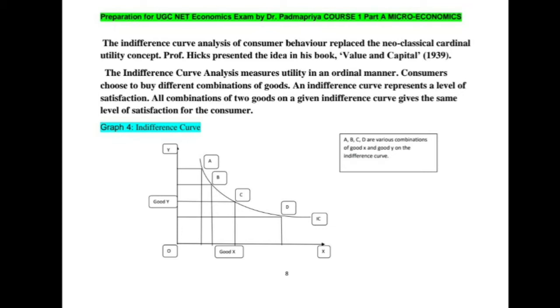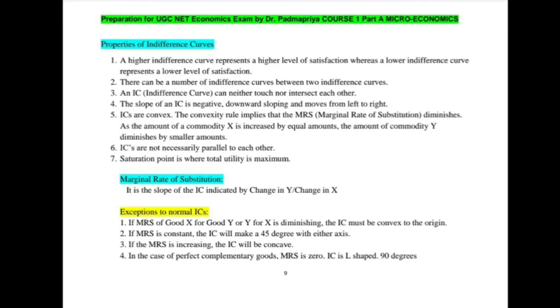Here in graph number 4, A, B, C, D are various combinations of good X and good Y on the indifference curve, which give the consumer the same level of satisfaction. Now what are the properties of indifference curve? A higher indifference curve represents a higher level of satisfaction, whereas a lower indifference curve represents a lower level of satisfaction. And there can be any number of indifference curves between two indifference curves.